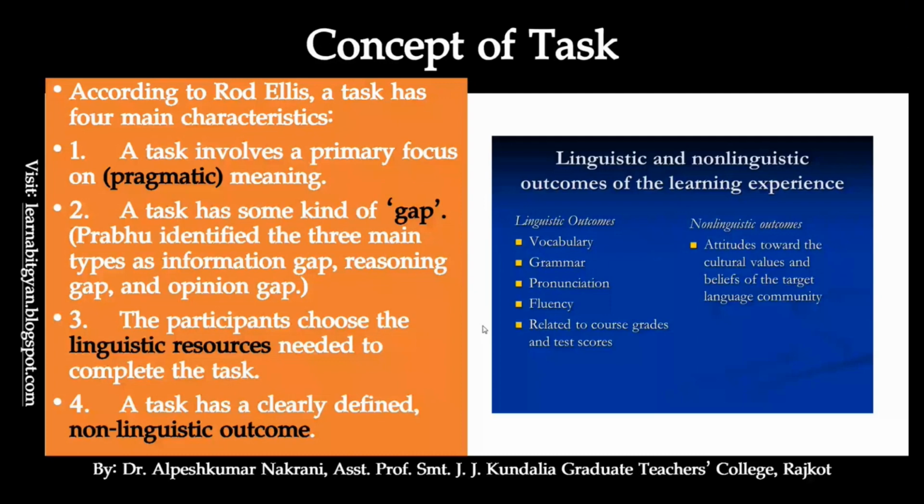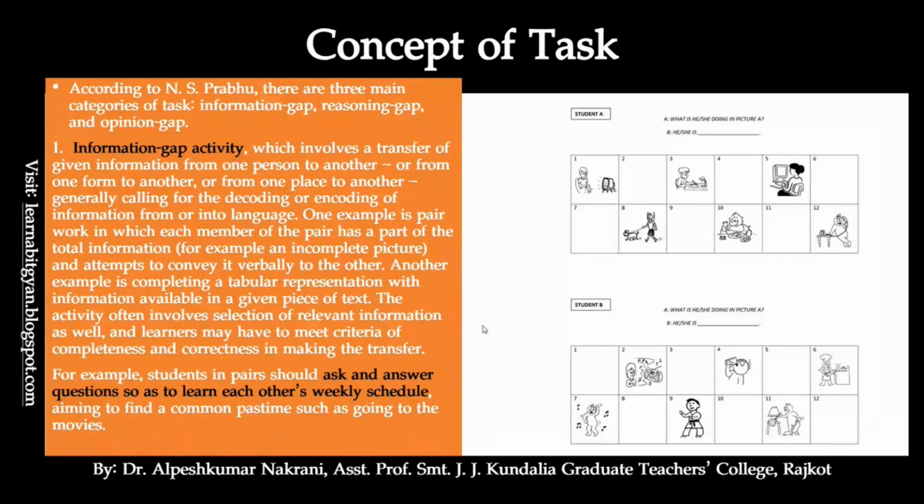A task has a clearly defined outcome, meaning at the end of a task, a student should learn this. Perfectly, it should be defined. Let me give you some examples of information gap, reasoning gap, and opinion gap activity. Now, what is an information gap task?